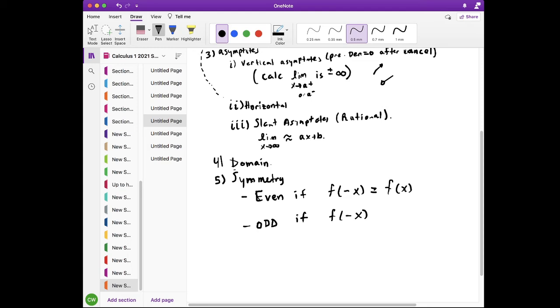So which one is odd? First of all, what's the symmetry, and then what's the formula? What are odd functions symmetric, reflective or mirrored over?